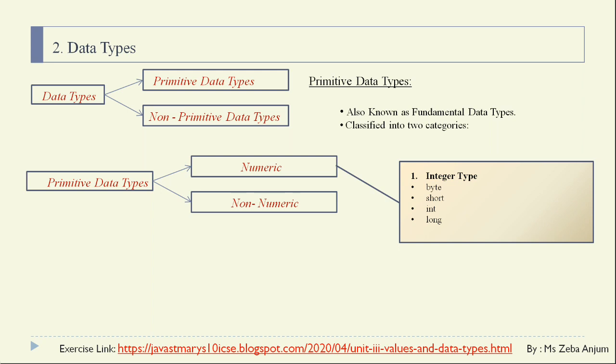Now these categories basically depend upon the size. For byte you have 1 byte of storage. For storing a short variable you have 2 bytes. For storing an integer variable you have 4 bytes. For long you will have 8 bytes. So that is why integer types are divided into four depending upon the size.